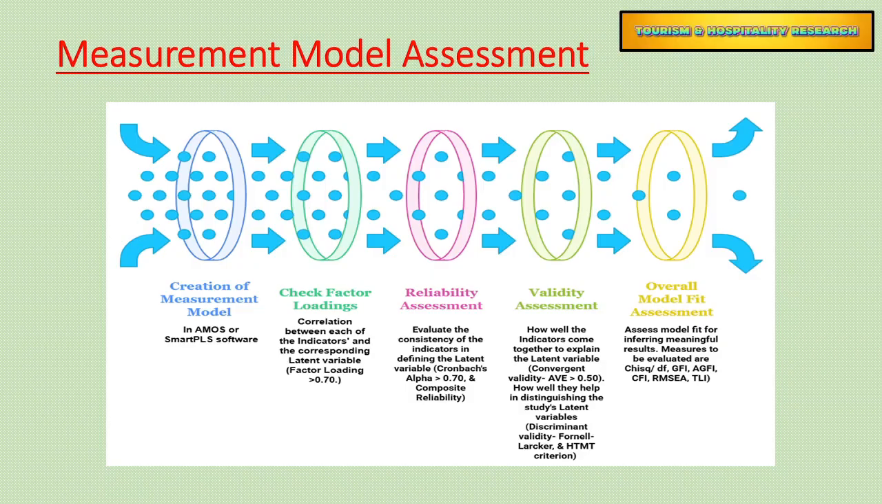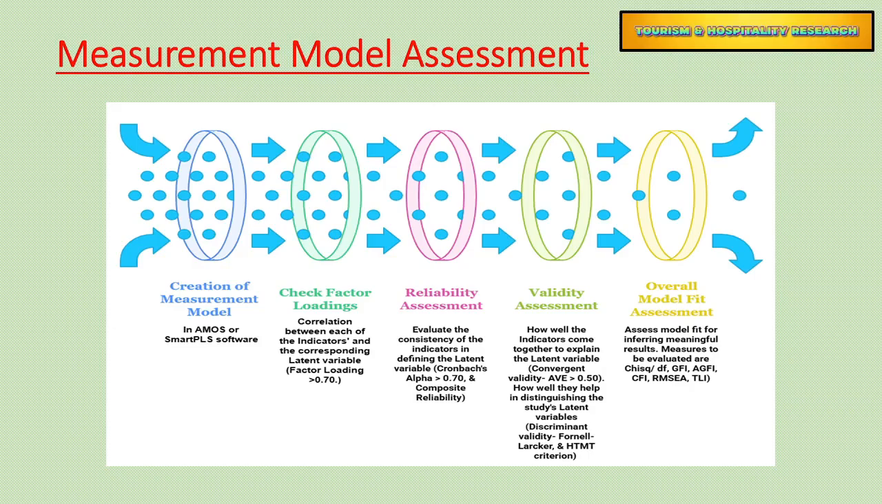So till here, steps number 1, 2, 3, 4, what we are doing is CFA. You can note down over here what confirmatory factor analysis is. It consists of three important steps: checking the factor loadings, doing the reliability assessment, and doing the examination of validity of the constructs.